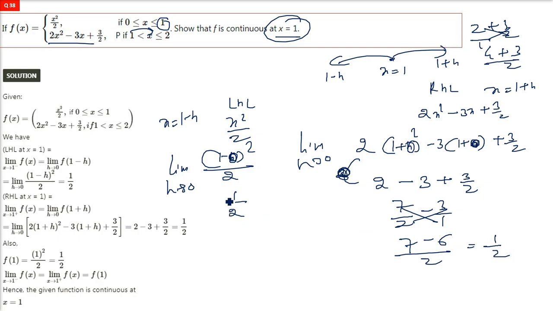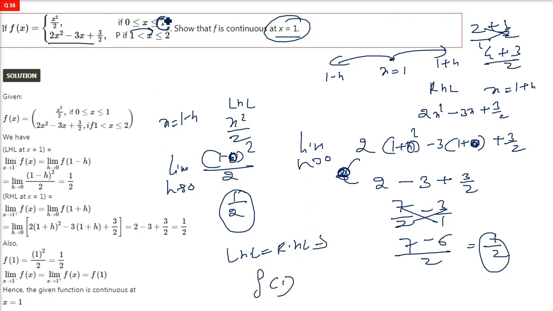Now you see, this is also half, this is also half, right? Now, is this done? No. Left hand limit and right hand limit are equal, this is fine, but we still have one step remaining, which is the value of the function at x equals 1. LHL and RHL are equal, but we have to check the function at x equals 1. So f(1): it is x²/2. Replace x by 1, 1²/2 is 1/2 only. Now all three values are equal. That is why this function is continuous at x equals 1.